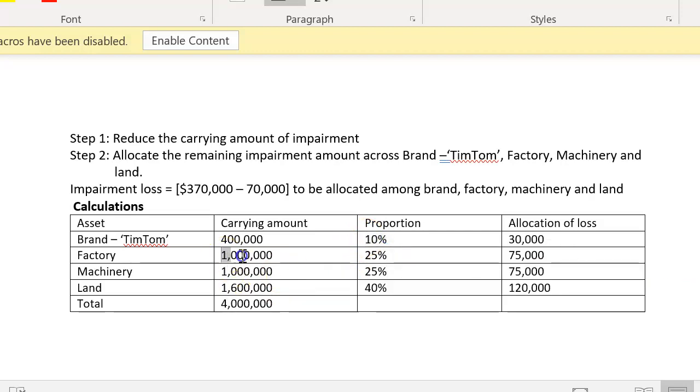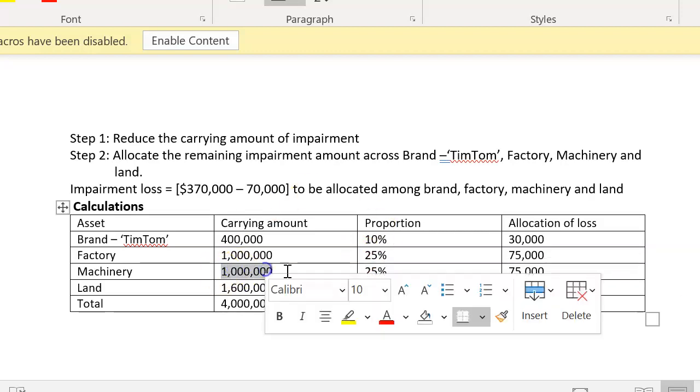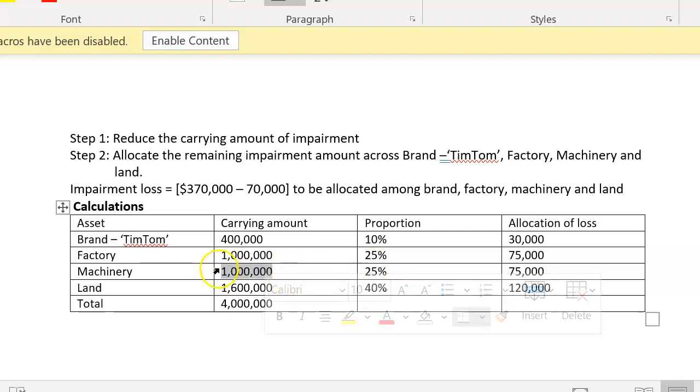Factory is 1 million, and the total fair value of assets is 4 million, which means the proportion of factory over total fair value is 25%, and the proportion of machinery over the total fair value is 25% as well. Proportion of land over total assets is 40%.